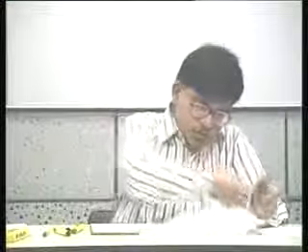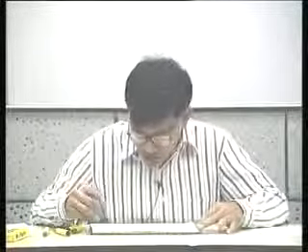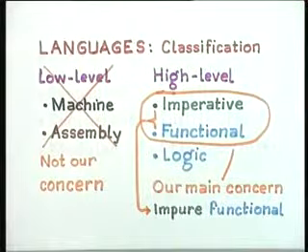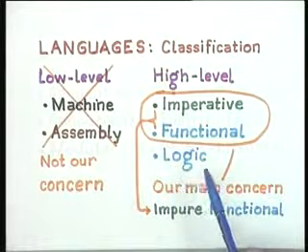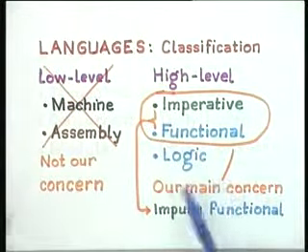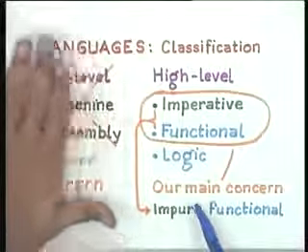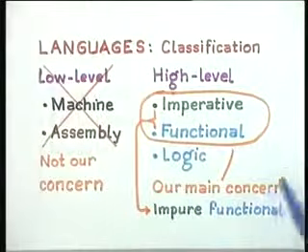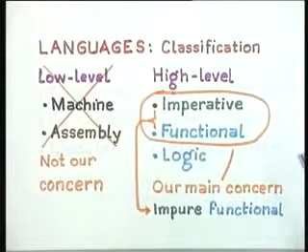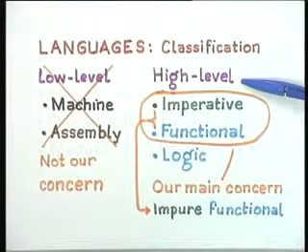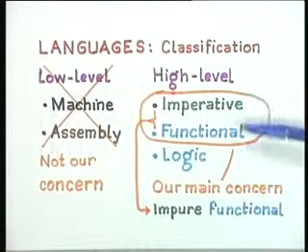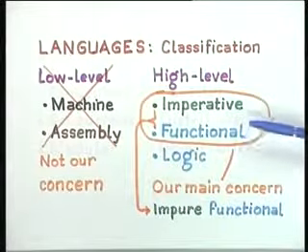So let's just look at languages. Let's classify what kinds of languages there are. Firstly, we have these low level languages, which are machine and assembly language, which are not of interest. I mean, you will learn about them in some course on architecture or organization, but what we are interested in primarily are these high level languages, okay, of which we can think of three broad classifications.